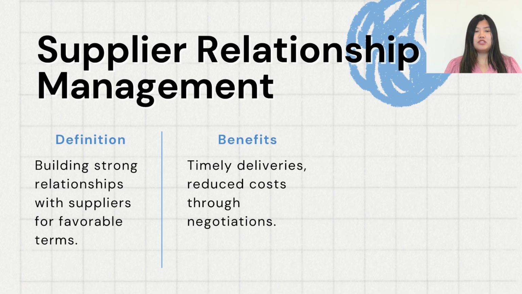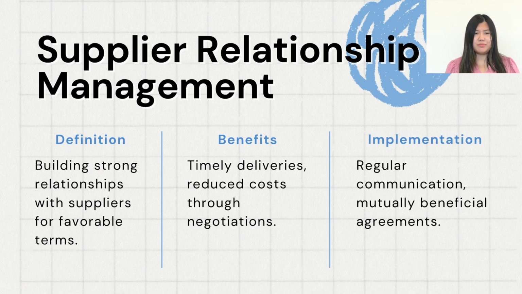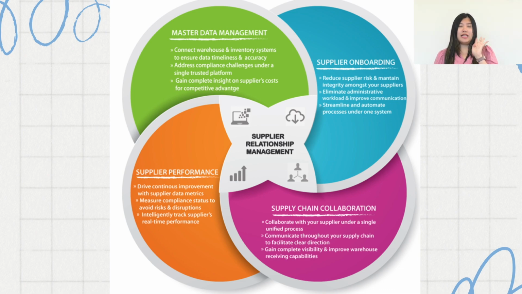In order to build this strong relationship, you can do things like always have in-person meetings with your suppliers, have frequent communication with them, and build goodwill through kindness and agreements that benefit you both. There are four important elements of growing a supplier relationship.